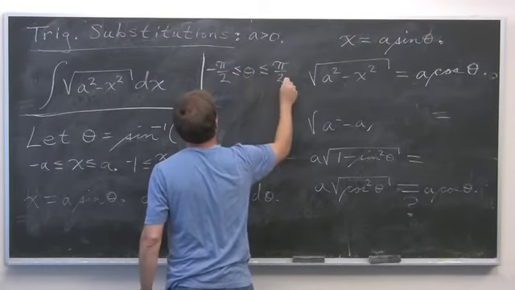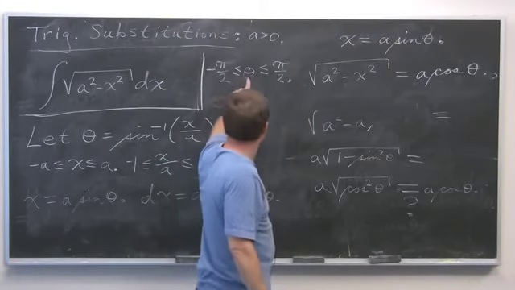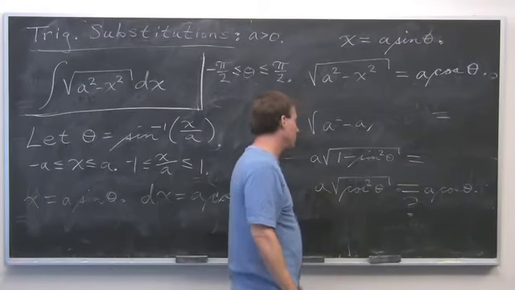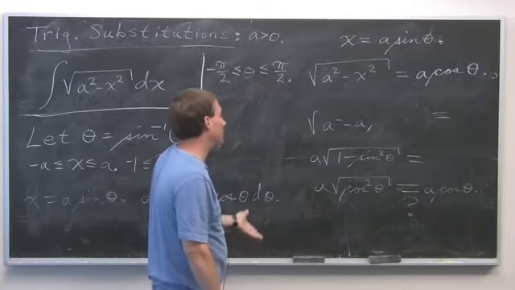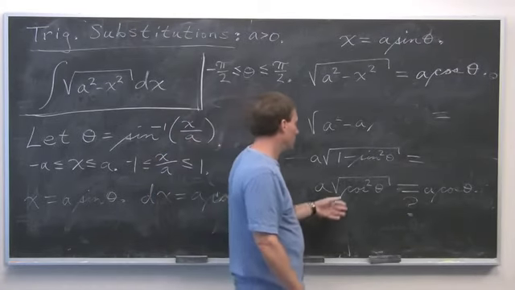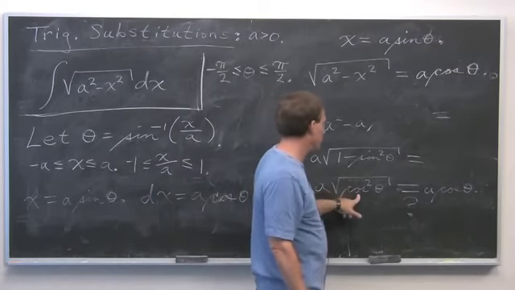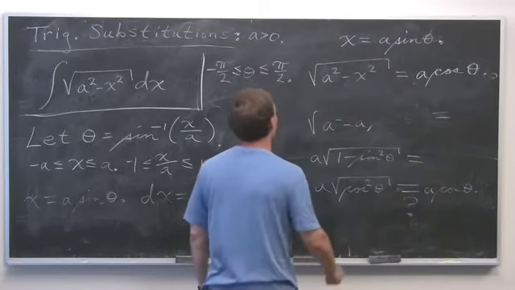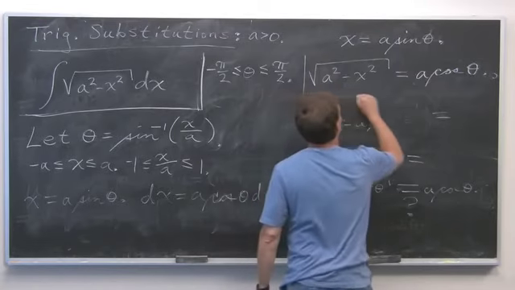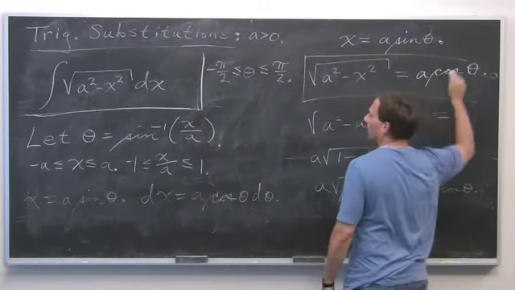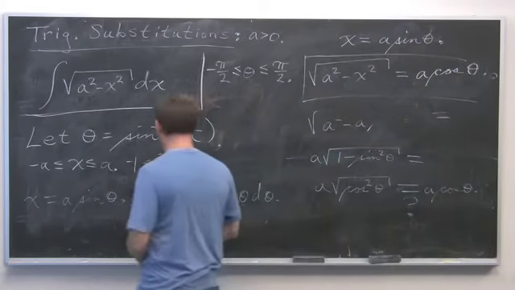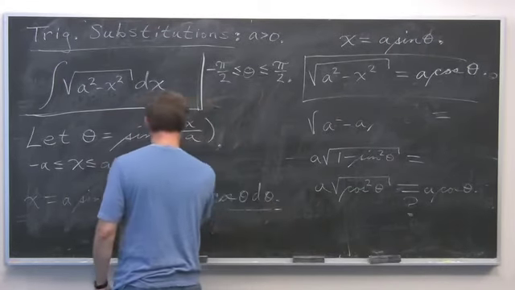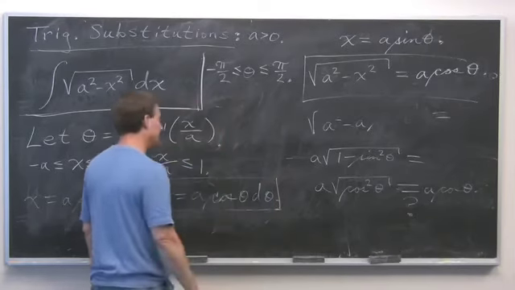This is important. Why is this important? Because if theta is between minus pi over 2 and pi over 2, cosine of theta is greater than or equal to 0, so that the square root of cosine squared theta is cosine theta, because cosine theta is greater than or equal to 0. So we do get this. And we have that dx is a cosine theta d theta.